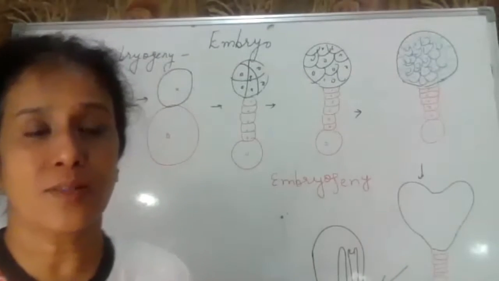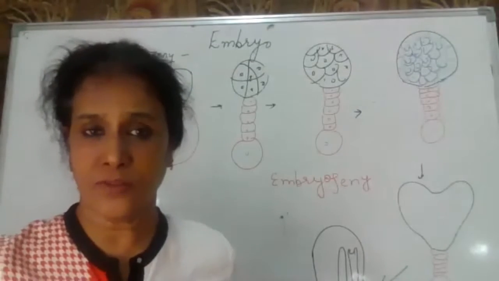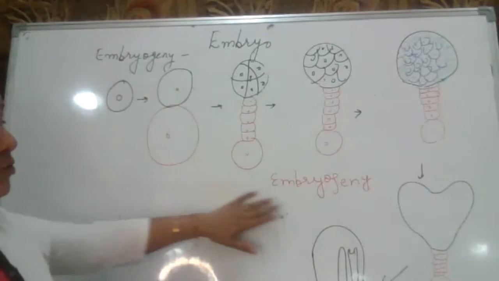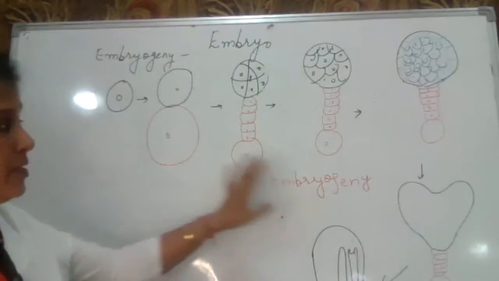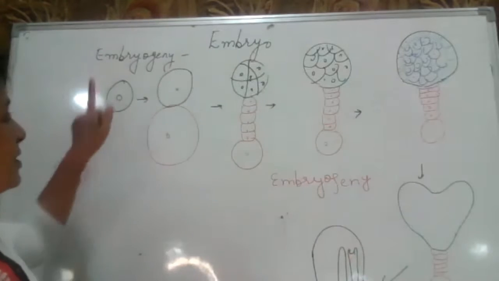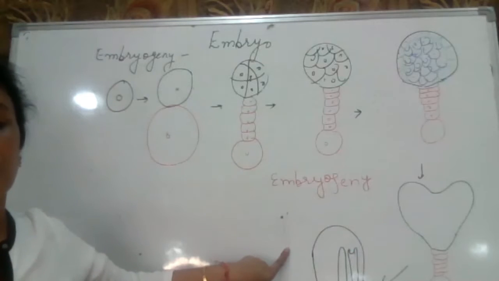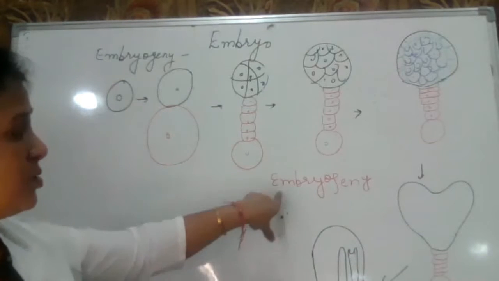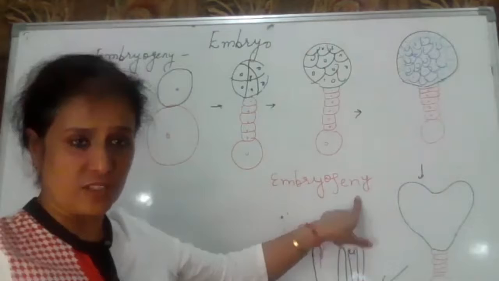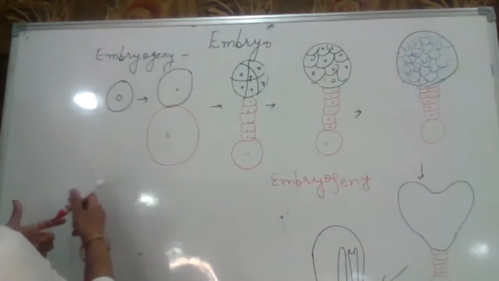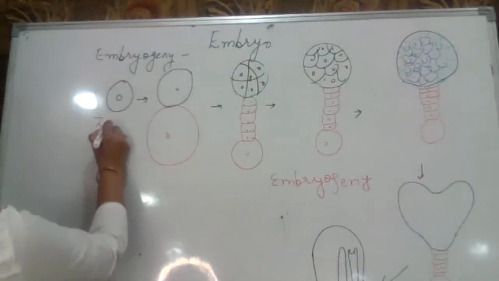Okay, students. So now let us start the process of embryo formation. What is embryogeny? The complete process starting from the zygote that results in the formation of a complete embryo is known as embryogeny. The process starts from a single cell structure that we say zygote.